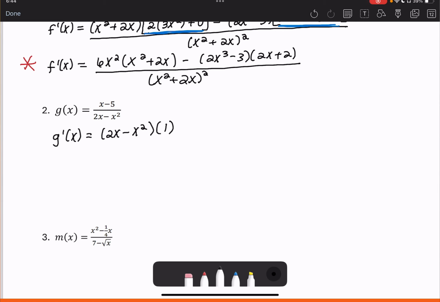So as you get better at your derivatives, you just kind of go to the simplified answer there, okay? Minus high times D low, which will be 2 minus 2x. You can pause the video, slow things down there a little bit if you need to. And then low, low, 2x minus x squared squared. Okay. So like I said, this is our derivative.